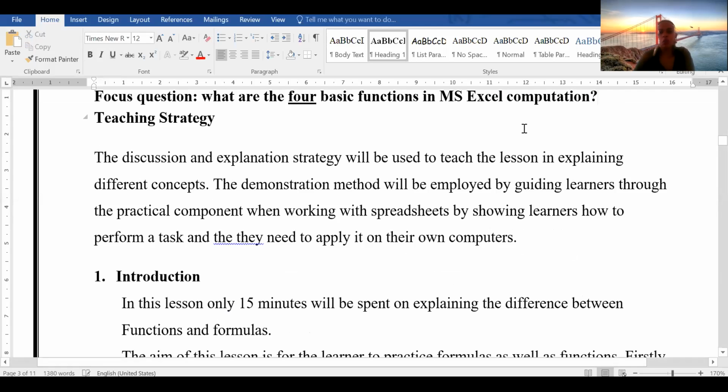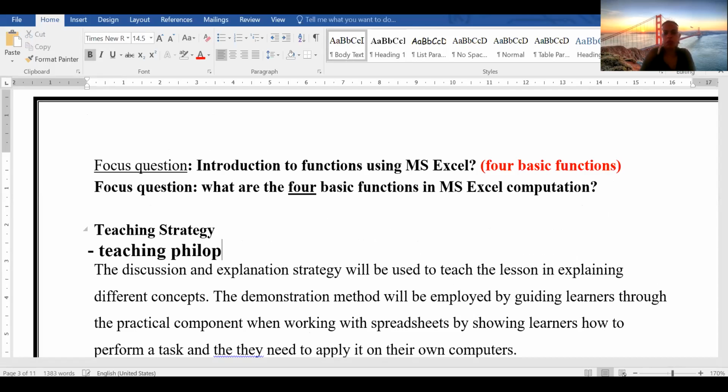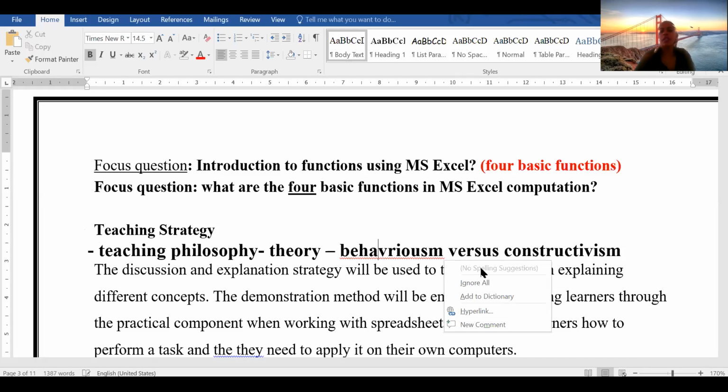For the teaching strategy, I'm still going to go to the same thing that I did last week. I talked about teaching philosophy. That's what is going to guide me here, my teaching philosophy. And that is where the theory comes in. And that's where I just said broadly, we are going to look at behaviorism versus constructivism. So that's how you'll develop your teaching strategy.